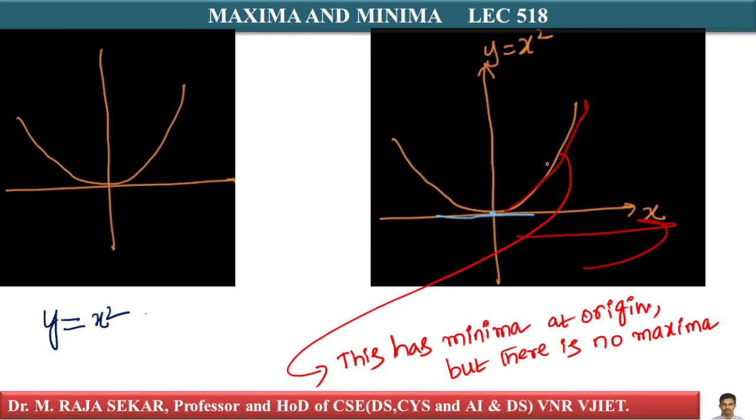It never stops. Similarly, as x decreases on the negative side, it continuously increases, does it not? Yes. So this function has no maxima. It has only minima. It has a minimum at x equal to 0.